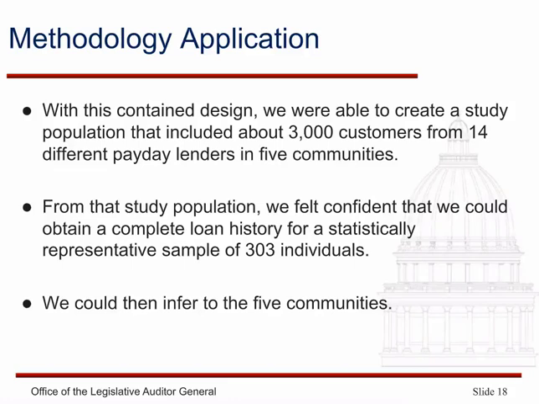So with our contained design, we created the study of 3,000 customers from 14 different lenders in these 5 communities. From this, we were confident that we could get loan histories from a statistically represented sample of 303 individuals. Now, we were confident because we had been working with DFI, with the regulators, and had a pretty good sense that this wasn't going to be a burdensome number of individuals, and then we could infer to the communities.